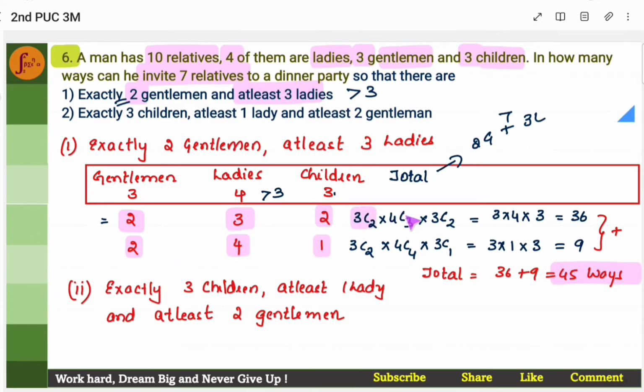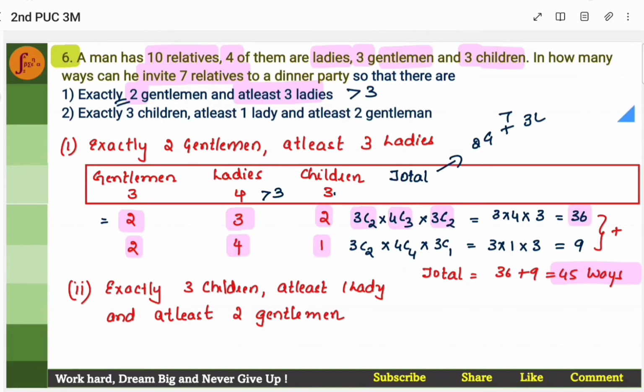Now what you'll do, you'll write the combinations. 3C2: from 3 gentlemen, 2 men need to be selected. So 3C2. From 4 ladies, 3 need to be selected. 4C3. From 3 children, 2 need to be selected. So 3C2. Right? You'll calculate.